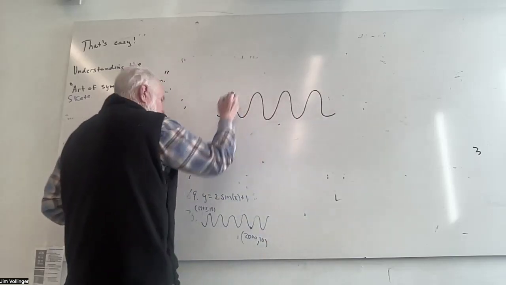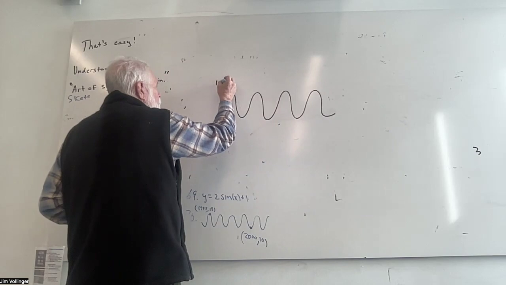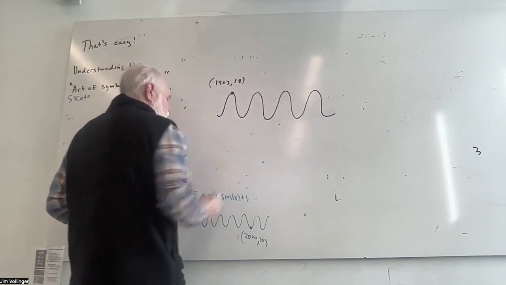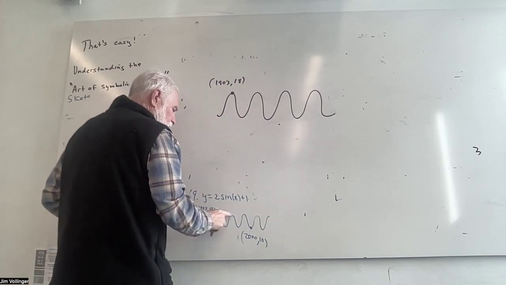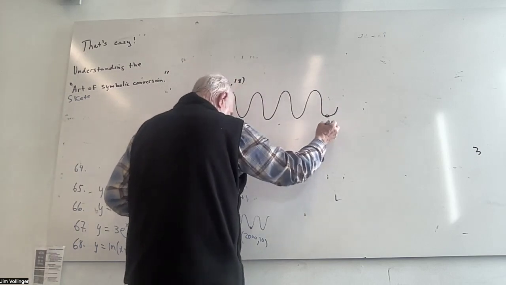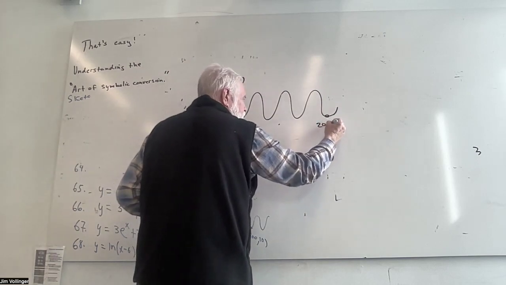Okay, so I'm giving you a max here, 1903. Very good year, lots of friends then. Yep, very good year. 1, 2, 3 and down, 1, 2, 3 and down. So there's my min at 2000 comma 10.